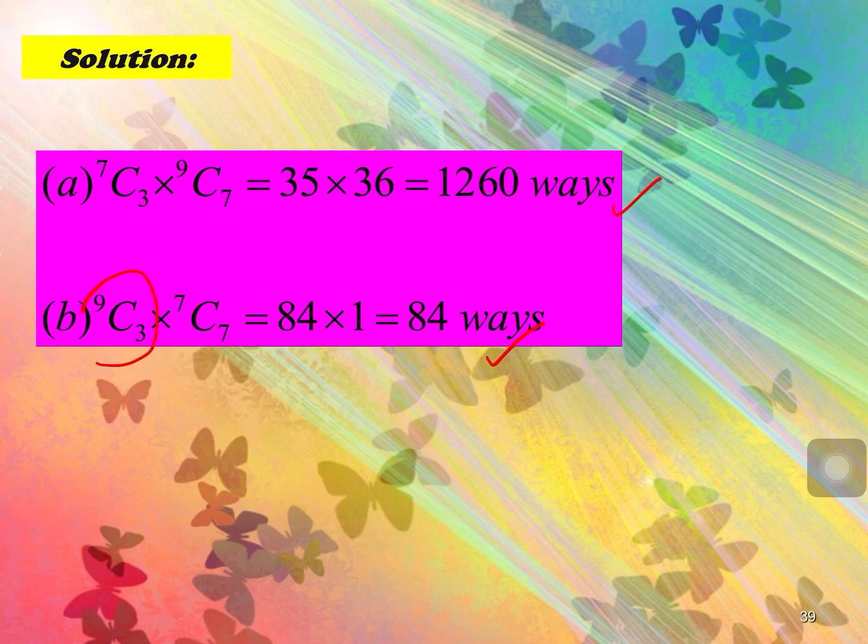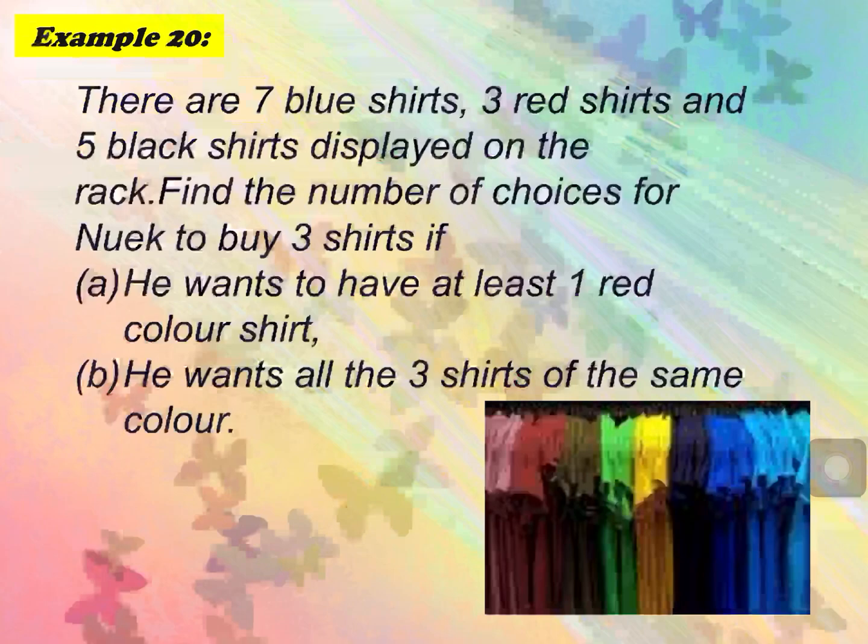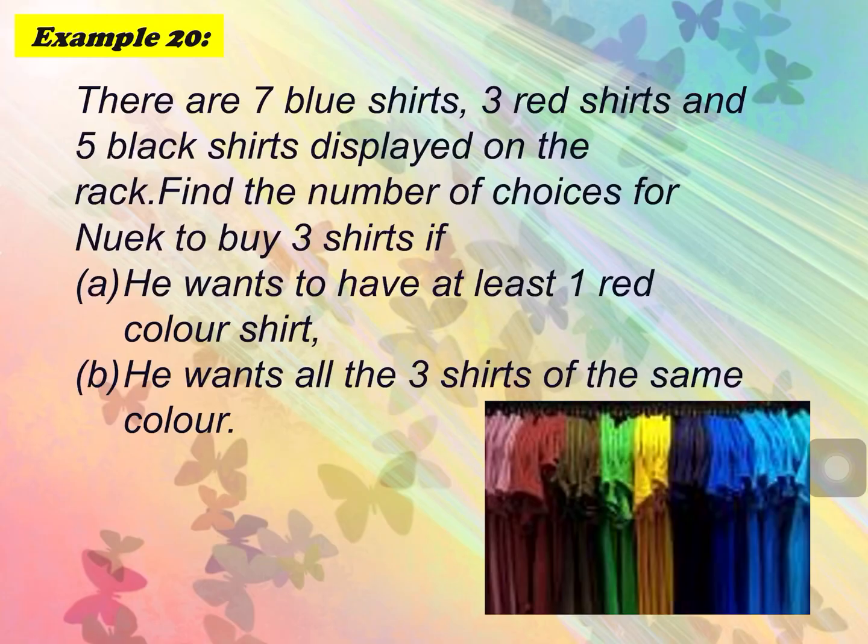Okay, this is the first one we did just now. Not more than 3 girls are chosen. Right. Next one. Okay, I think this will be the last question. There are 7 blue shirts, 3 red shirts, and 5 black shirts displayed on the rack. Find the number of choices for Nuek to buy 3 shirts if he wants to have at least 1 red shirt, and he wants all the shirts of the same color. Okay. This is quite long, but it's okay, we do it slowly.